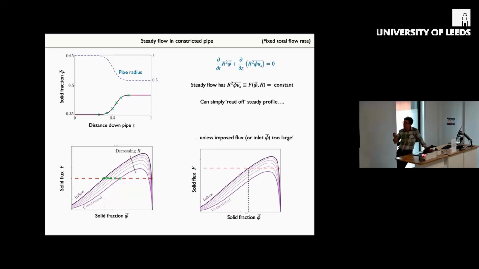The problem happens if you have this scenario. Suppose you pick a different solid fraction, this one here, and you say, fine, that tells me what the solid flux is coming in, so I just read off what it is until you reach this point, and then you say, well, hang on, but there is no flux. This purple line doesn't cross this red dashed one. So there is no phi in this constricted bit that will sustain the flux I'm trying to impose on the system in this problem. So there seems to be no steady solution.